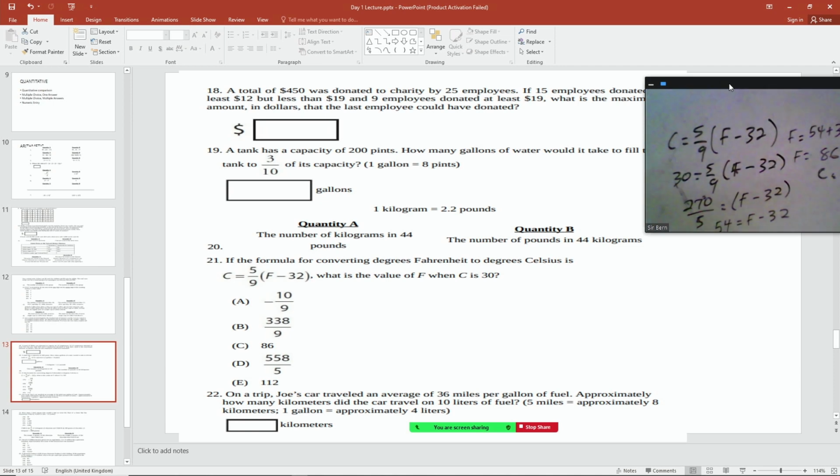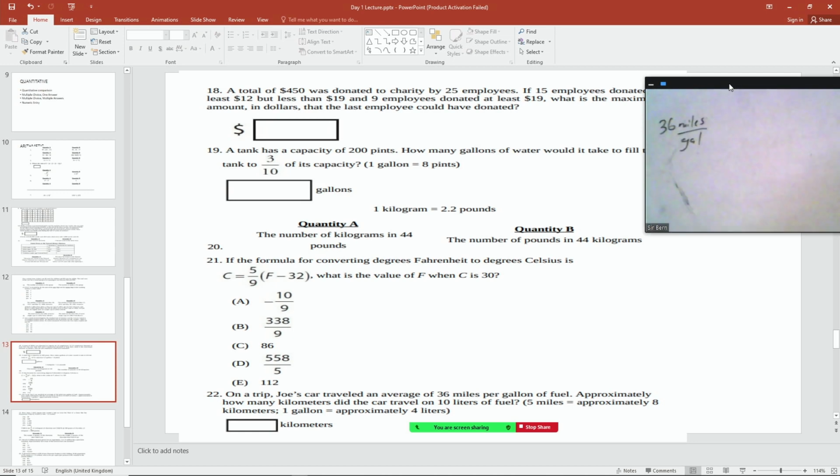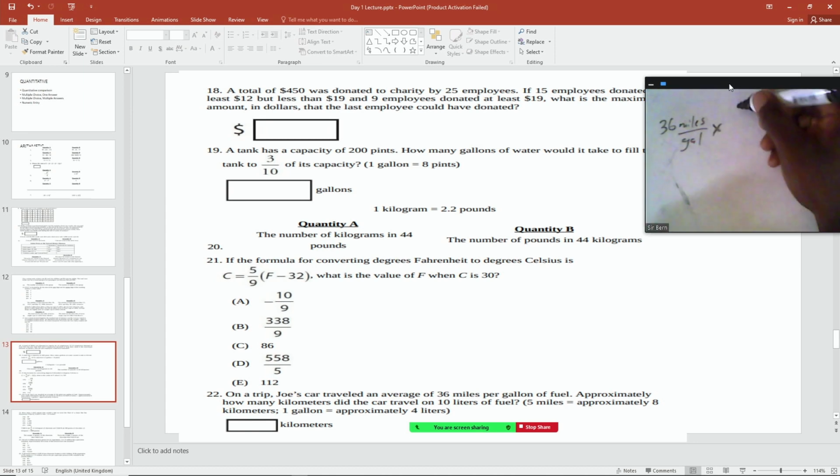Question 22. Question 22 says that on a trip, Joe's car traveled an average of 36 miles per gallon of fuel. Approximately how many kilometers did the car travel on 10 liters of fuel? We are told 5 miles is equal to approximately 8 kilometers, and 1 gallon is equal to approximately 4 liters. We want to do away with the miles and the gallons to get liters and kilometers, so gallon will be up and liters will be down.